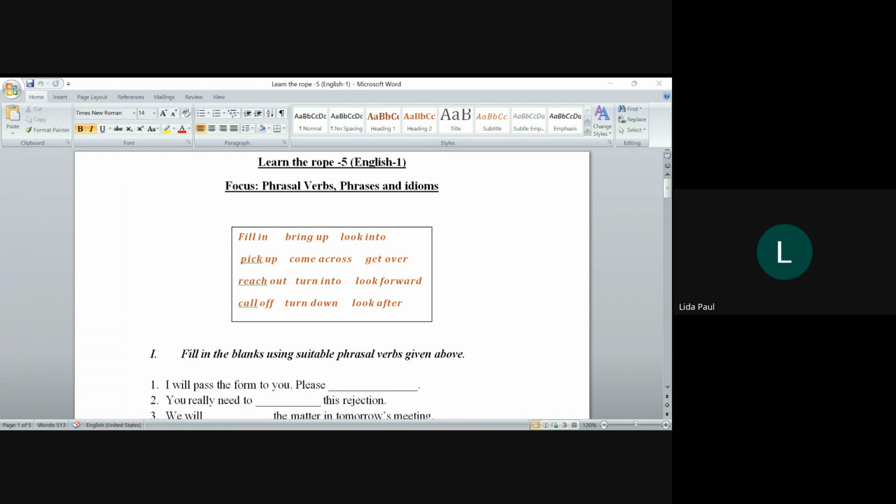helpful, right? We can begin our discussion with phrasal verbs. Phrases and idioms would follow a little later. The first thing that we would discuss is phrasal verbs, right? So one exercise on that, and then maybe we can get on to phrases and idioms. Okay.